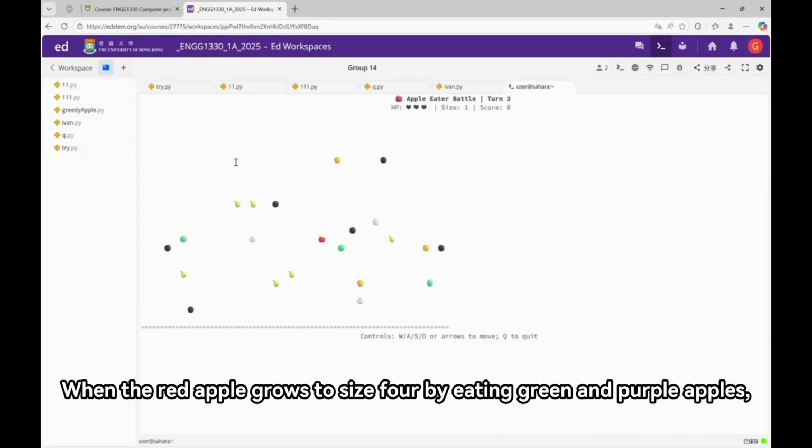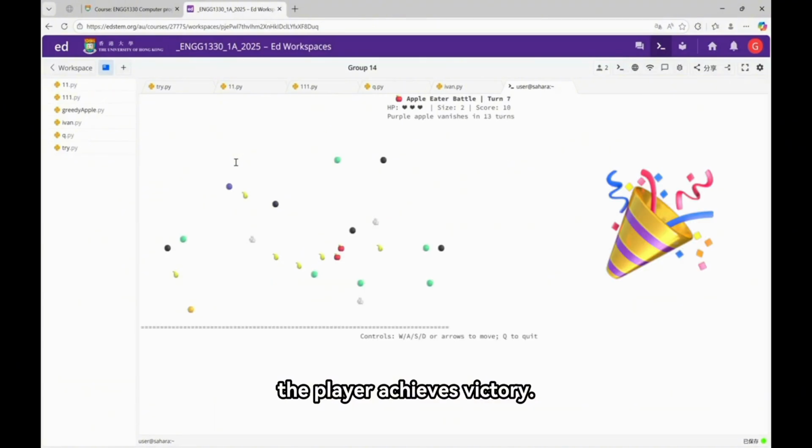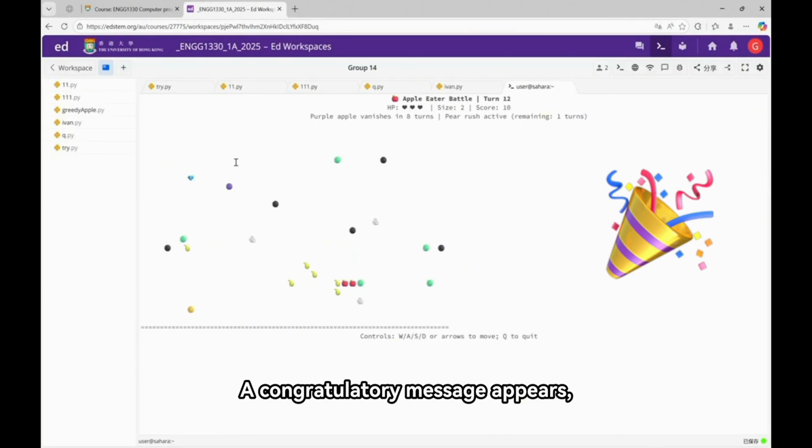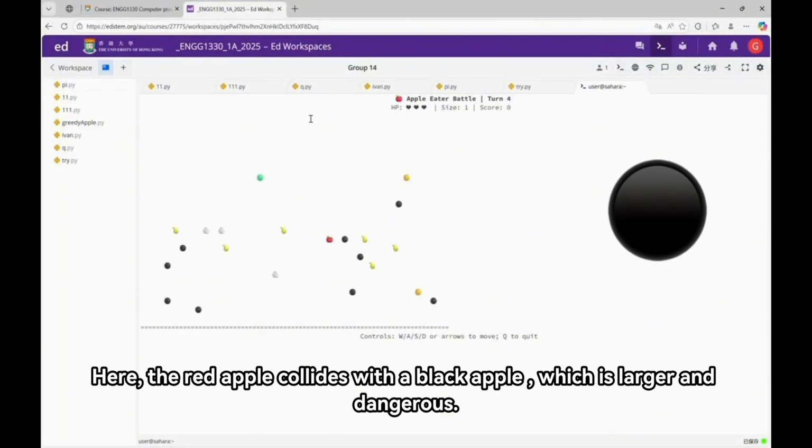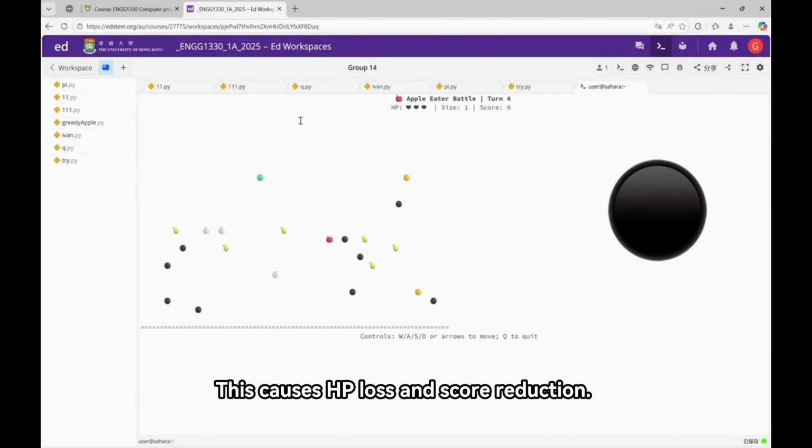When the red apple grows to size 4 by eating green and purple apples, the player achieves victory. A congratulatory message appears, marking the apple's transformation into the strongest entity in the orchard. Here, the red apple collides with the black apple, which is larger and dangerous. This causes health point loss and score reduction.